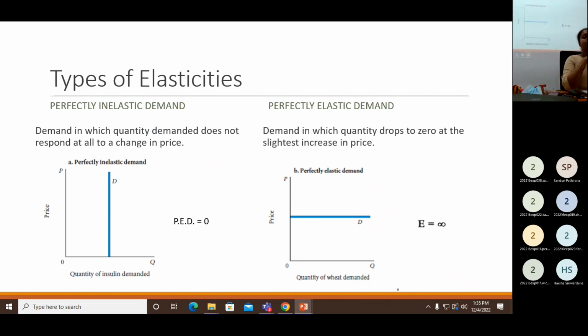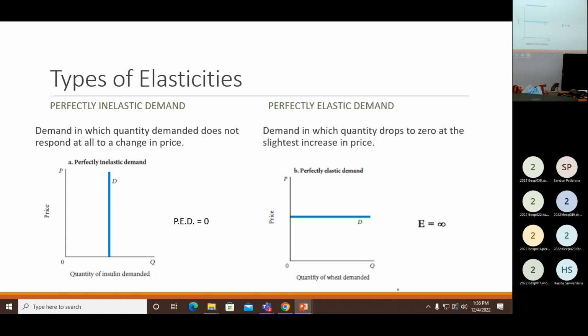Now we are going to look at the different types of elasticities available. Have you learned about these types of elasticities before? Okay. So can somebody explain what you mean by perfectly inelastic demand? What is meant by perfectly inelastic demand? Even though the price changes, the quantity is the same. Quantity demanded will remain the same.